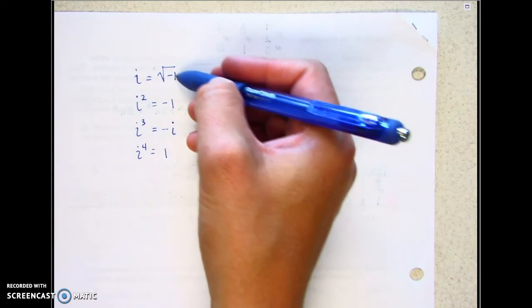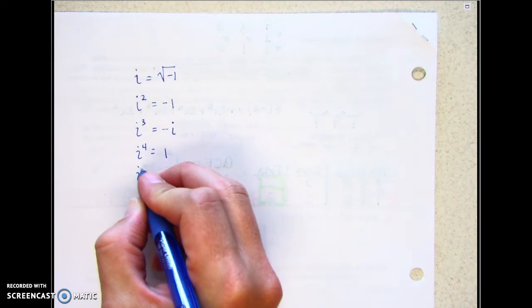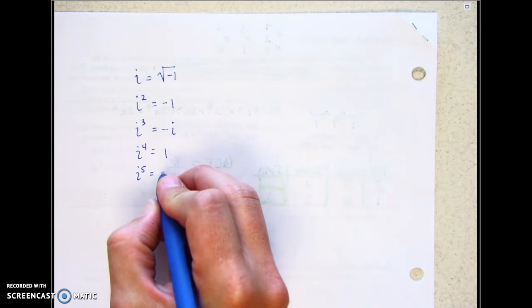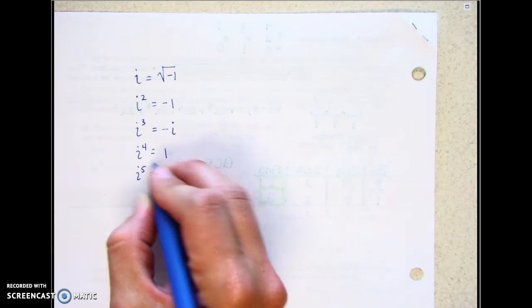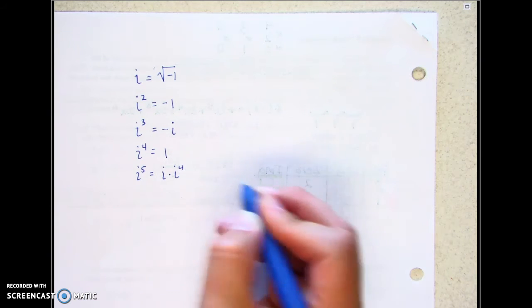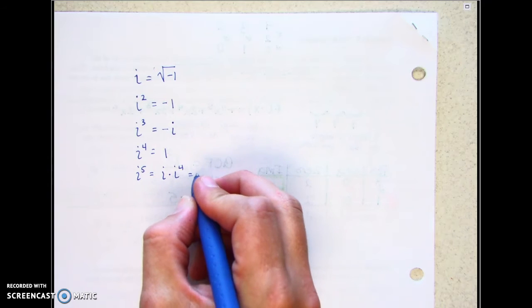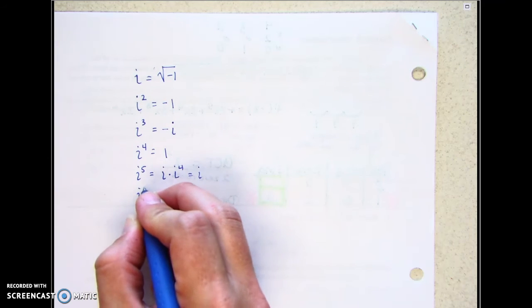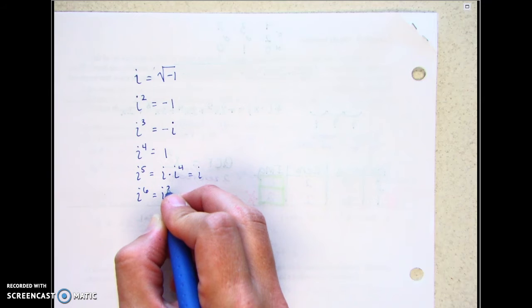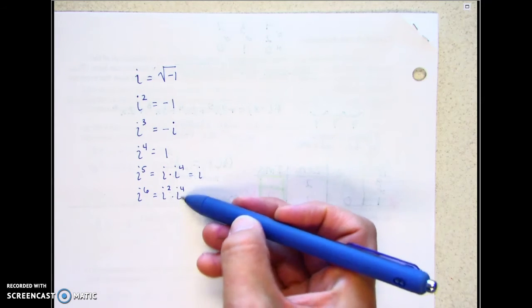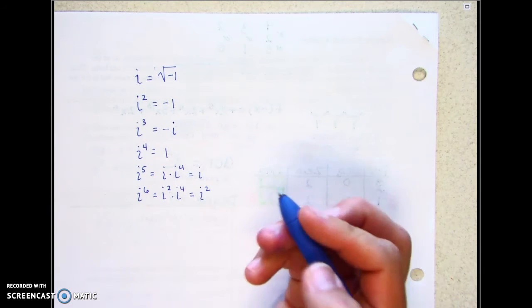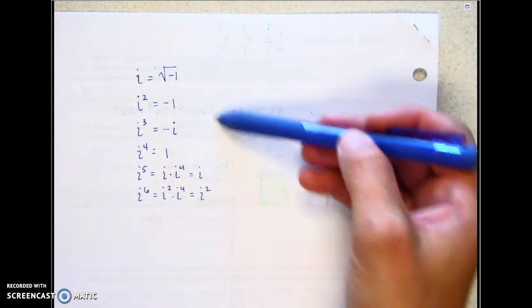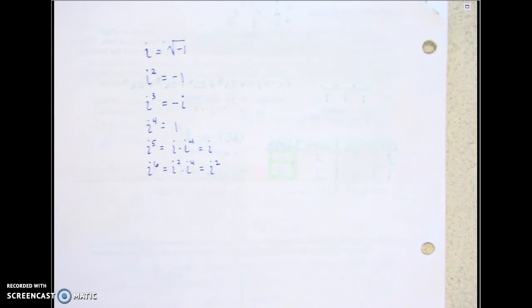Okay, and then do you guys remember this repeats? So i to the 5 is actually just i, because it's i times i to the 4. Do you agree with that? But what's i to the 4? 1. So it's just i. And then i to the power 6 is i squared times i to the power 4. But what's i to the power 4? 1. So i to the 6 is i squared. So it's a cycle. It repeats every 4 i's. Okay? Let's do some practice.